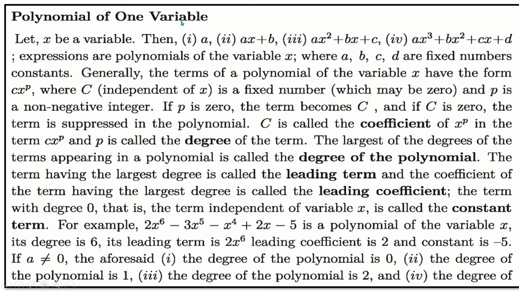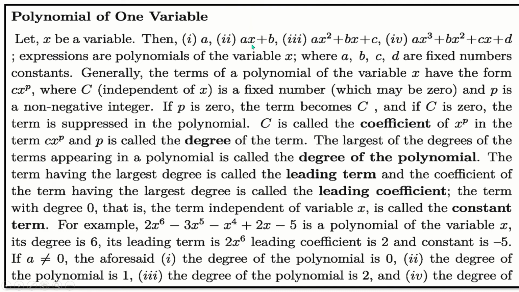Here polynomials of one variable. Here are some examples: here is a, here is ax plus b, here is ax square plus bx plus c, here is ax cube plus bx square plus cx plus d. All are polynomials of one variable. Here in a, there is no variable shown, that means the variable is x whose power will be 0, as x to the power 0 means 1. The power is 0, and 0 is a non-negative number.